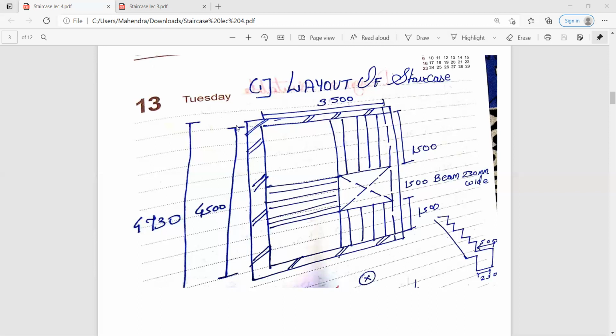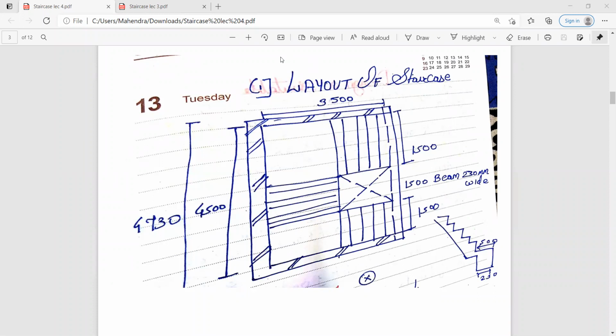The distance from the center here to the center down there is our total effective length, that is L effective. So the total distance is 4500. Then 230 is the width of the upper beam, so 230 by 2, and 230 for the lower beam. As we are considering only half, so 230 by 2. This way we get L effective as 4730.